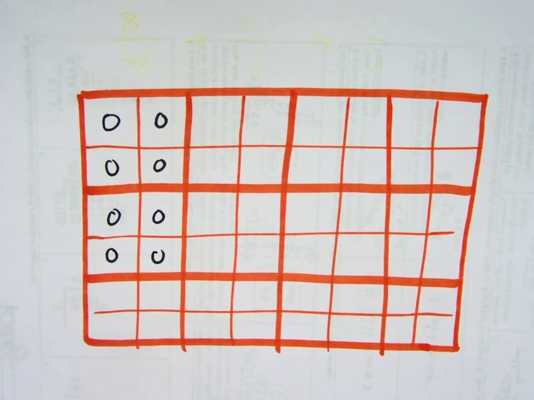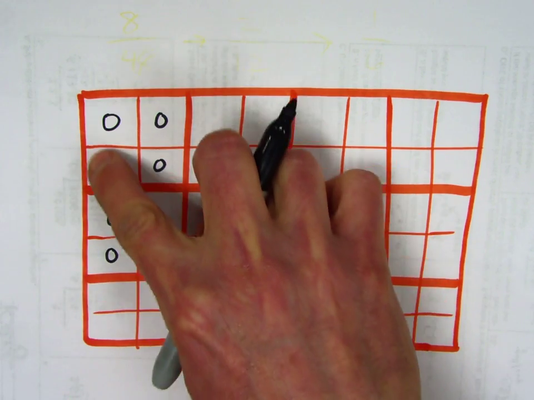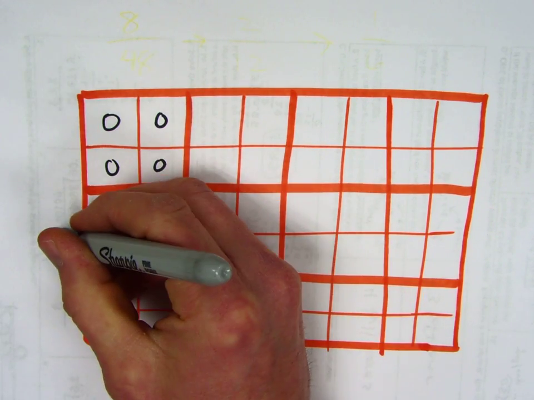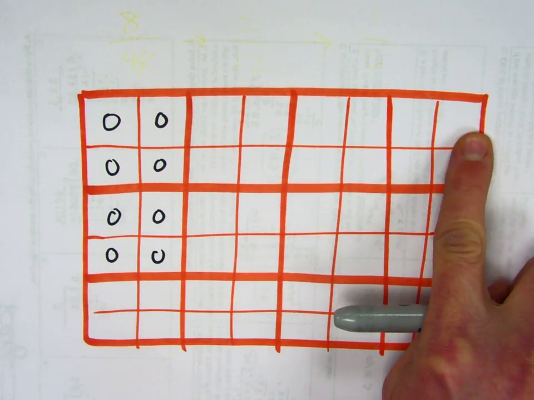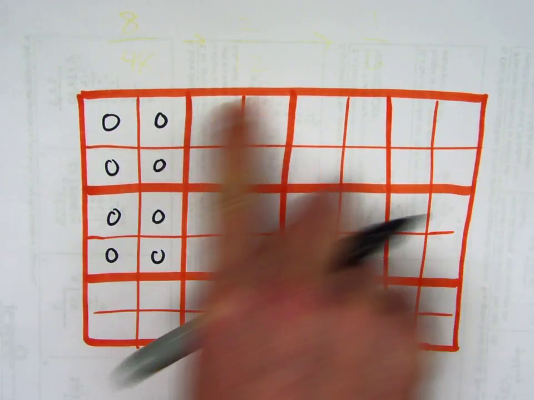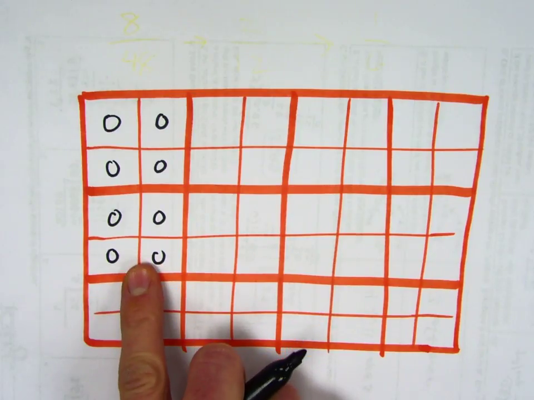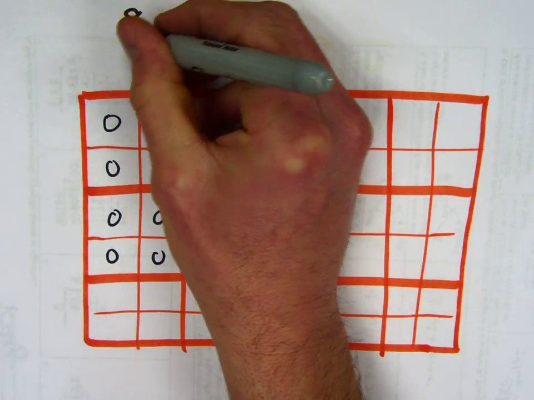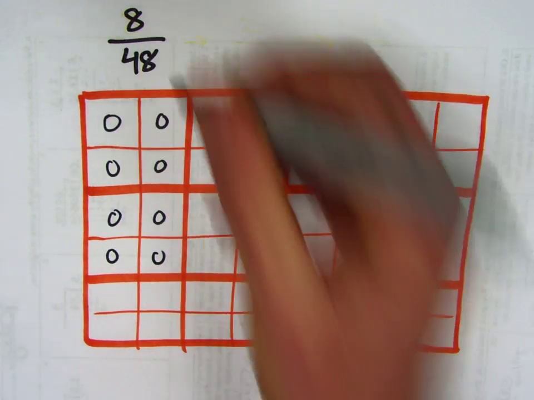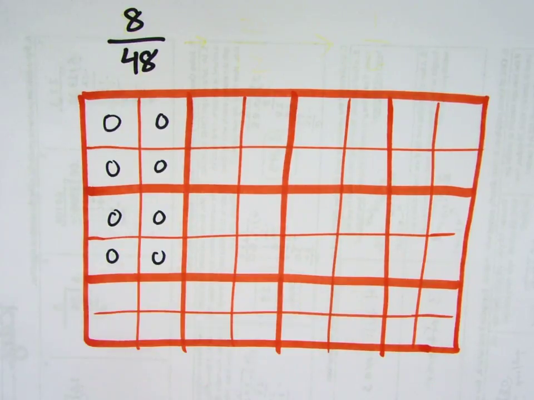So I just have this array here, and this array has 1, 2, 3, 4, 5, 6 boxes by 8 boxes. So there are 48 total squares here, and I've put circles in some of them. You can quickly see that that's 8 of them. So that means that 8 of the 48 have the circles in those boxes.